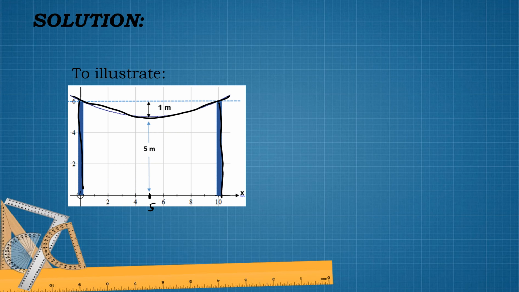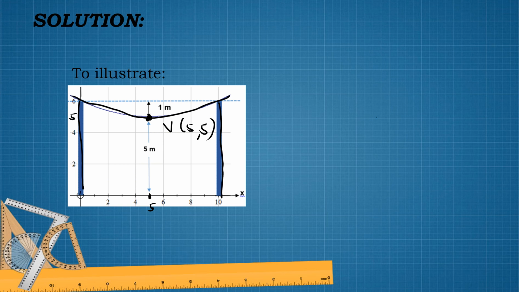And then, since there is a 1 meter sag, maximum, you need to know where the vertex is located. Since there is a 1 meter sag, you subtract 1 meter from the height of 6. The height 6 minus 1 is equal to 5. So therefore, this is 5 in y and 5 in x. So the vertex is located at 5, 5.